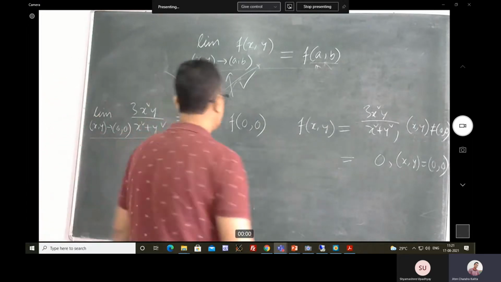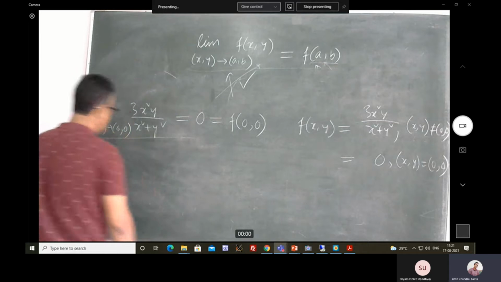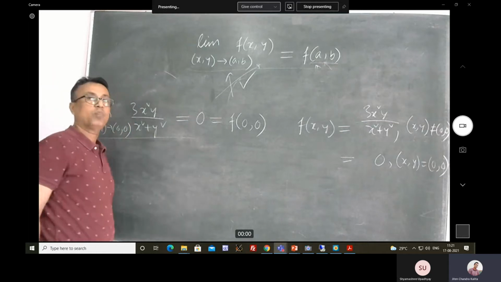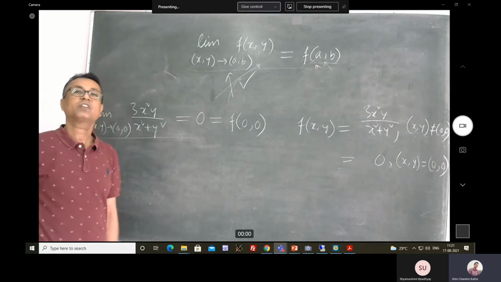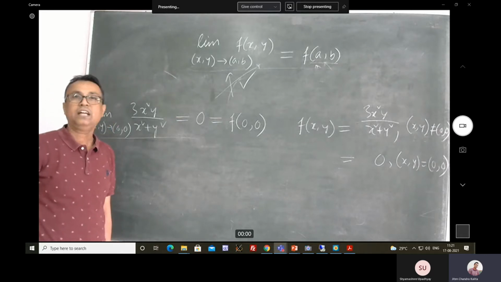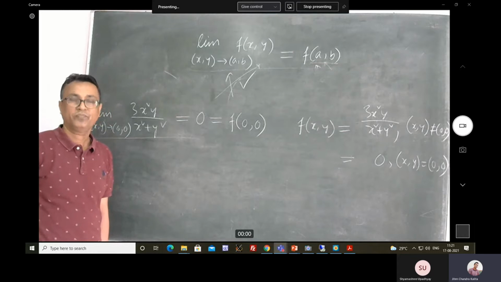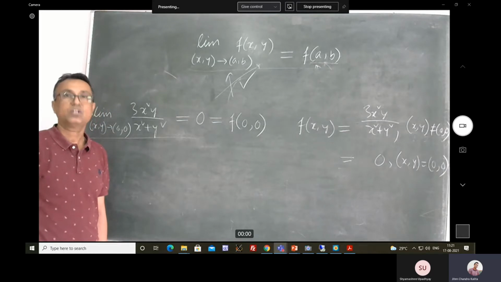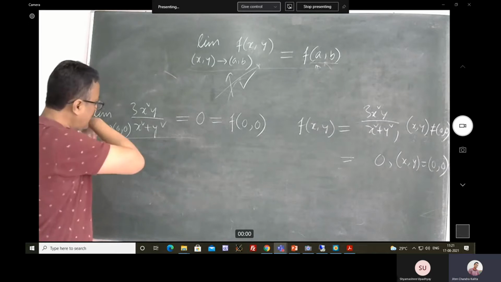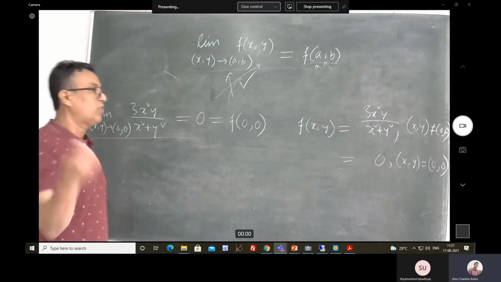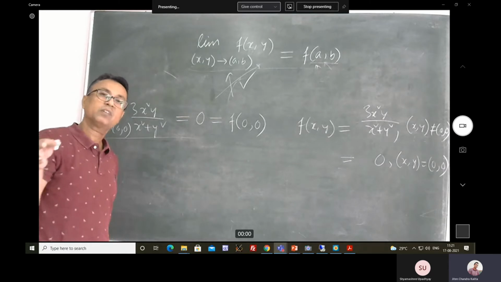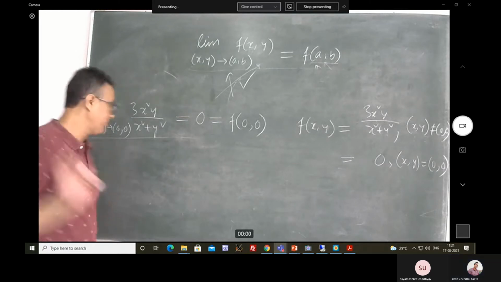In this case, we will say that the given function is continuous at the origin. And you can easily check that whenever we take polynomials of any degree, they are always going to be continuous at all points in R2. From single variable calculus, you have already learned that.